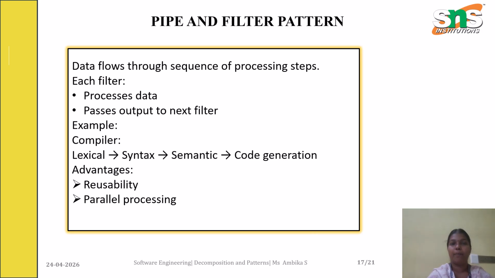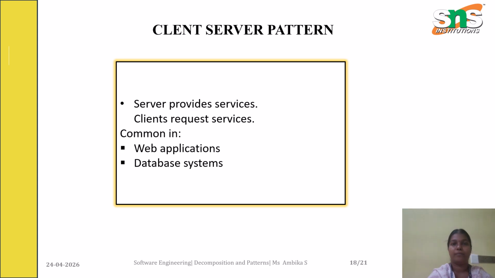Next is the pipe and filter pattern. Here the data flows through a sequence of processing steps. In each filter, the data is processed and the output is passed to the next filter. For example, consider the compiler. The advantages of this one are reusability and parallel processing. Next is the client server pattern. Here the server provides the services and the client requests the services. It is mainly used in web applications and database systems.